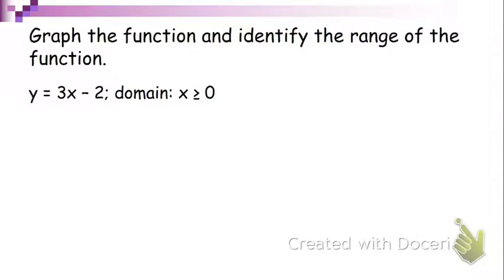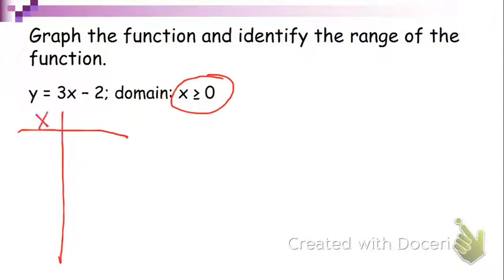Alright, this one. These are a little bit different. Taking it up a notch. We're going to graph the equation. And then we also want to identify the range of the function. And we are given that y equals 3x minus 2. What's interesting about these is now we're told the domain is greater than or equal to 0. So that means whatever we put in for the x, it has to be greater than or equal to 0. So I'm going to start with 0 because x could be 0. And then I'll do 1, 2, and then we'll just do 3.